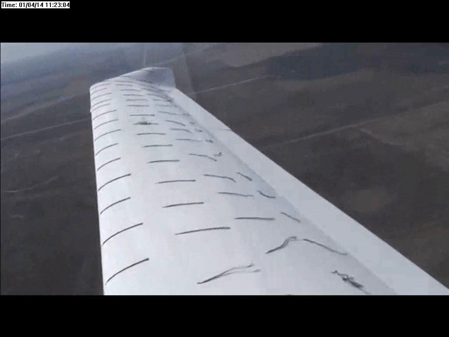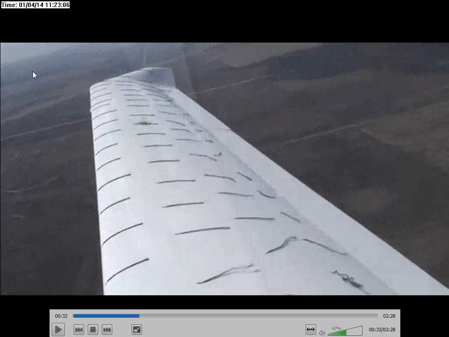So at this point, the angle of attack is quite high. If you paid attention to the orientation of the wing, you can say that the angle of attack is now really high, and you can see from these strips that the wing has stalled.